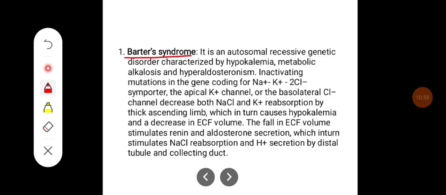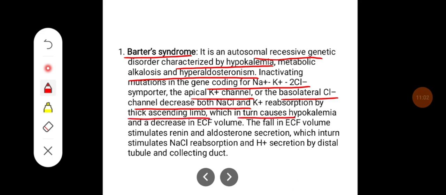Bartter syndrome is an autosomal recessive genetic disorder characterized by hypokalemia, metabolic alkalosis, and hyperaldosteronism. Inactivating mutations in the gene coding for sodium potassium chloride symporter, the apical potassium channel or basolateral chloride channel decrease both NaCl and potassium reabsorption by thick ascending limb, which in turn causes hypokalemia and a decrease in ECF volume. The fall in ECF volume stimulates renin and aldosterone secretion, which in turn stimulates sodium reabsorption and H plus secretion by distal tubule and collecting duct.